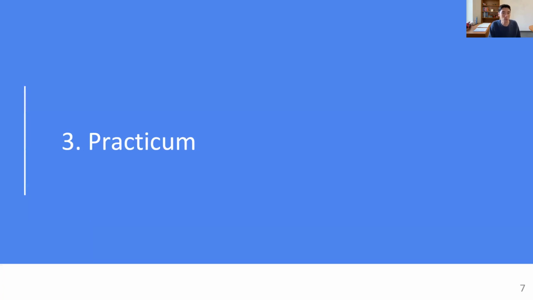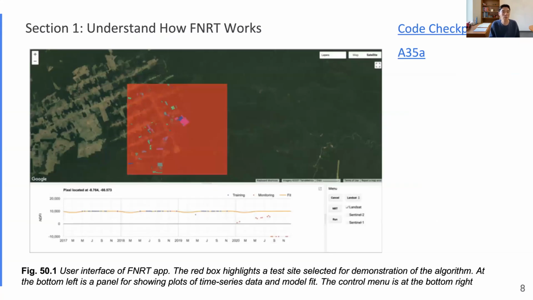Starting with the specifics, my chapter starts with a demonstration of how this algorithm works. This is called the FNRT algorithm, which stands for Fusion Near Real Time. So I use a little app to show you that. This is an app that is built by me just to show you conceptually how the algorithm works. I'm showing you visualization of changes, visualization of time series. I want you to get a feeling of how things work.